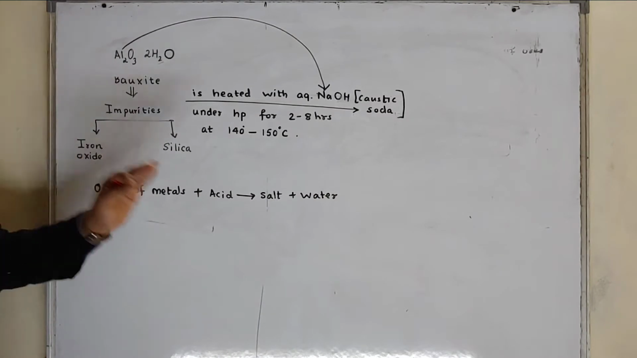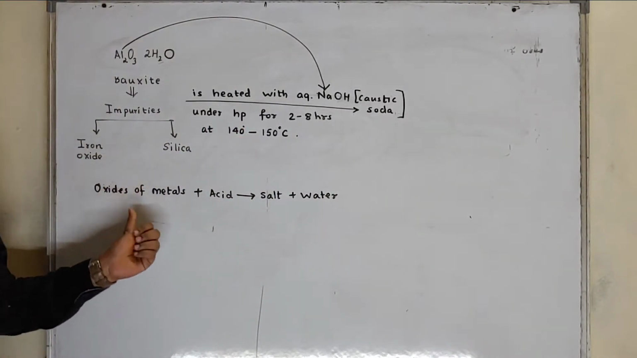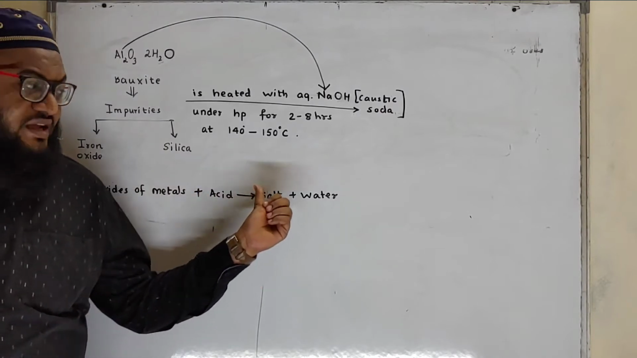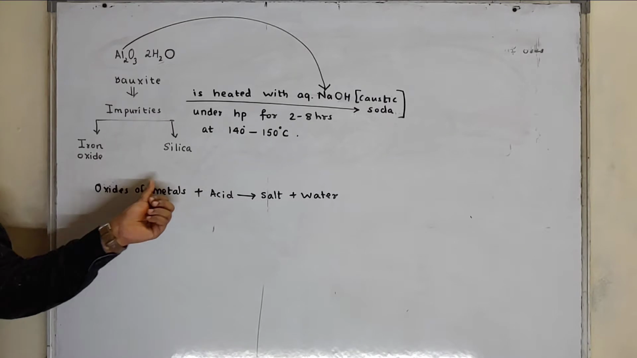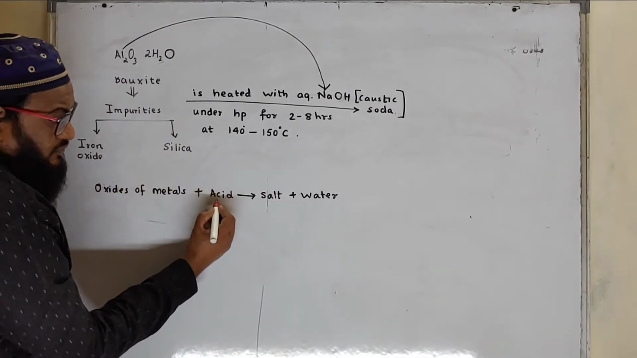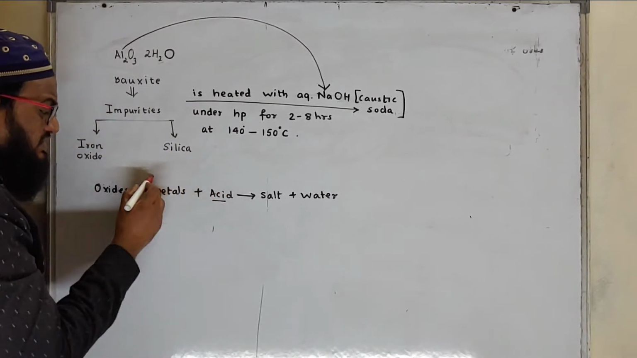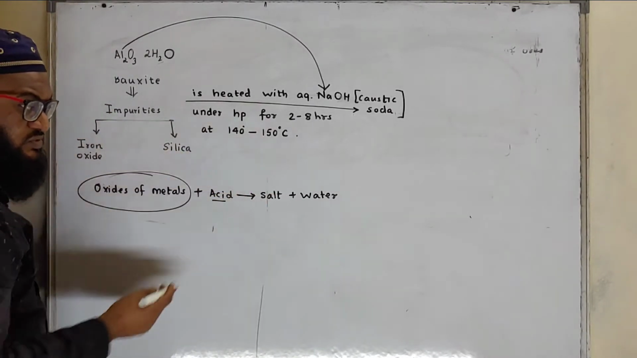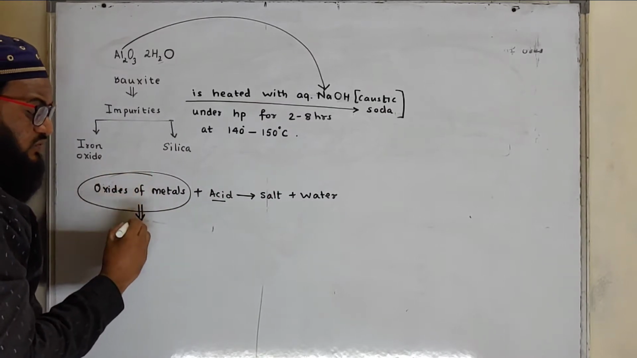Now salt and water is formed in a neutralization reaction. What is a neutralization reaction? Acids and bases in their aqueous solution react with each other to produce salt and water. But here something is reacting with acid and it is forming salt and water. By default, what can we say? Acid reacts with base to form salt and water. Here acid is reacting with someone else to form salt and water. That means this should be what? Base.